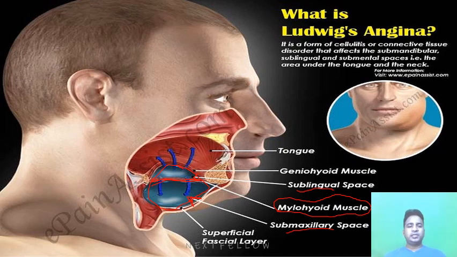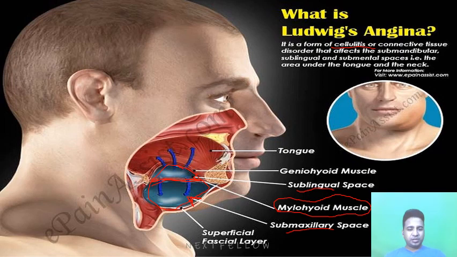So what is Ludwig's angina? Basically this is a cellulitis. It is a form of cellulitis or connective tissue disorder that affects the submandibular space, causing local inflammation, trismus, and tenderness over this space. That is the area below the tongue and the neck.